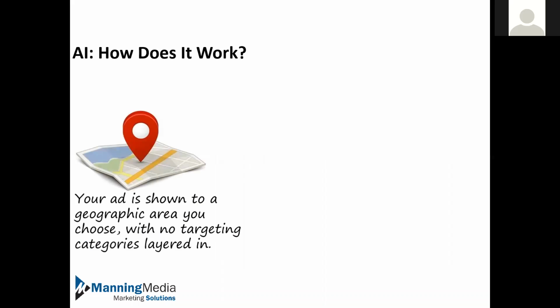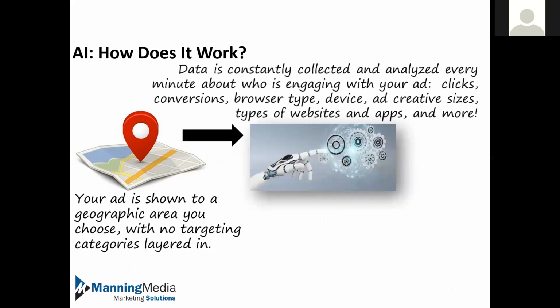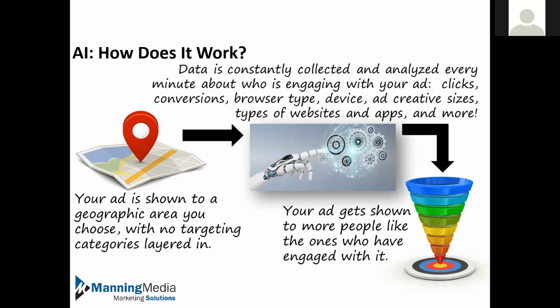The ad is going to be shown in a geographic area that you choose, and there's no targeting categories layered in. Data is constantly collected and analyzed every minute about who has engaged with that ad. That's going to include things like clicks and conversions, the browser type, the device type, the ad creative sizes, the types of websites and the apps, and so much more. All of that data is constantly collected every minute and then analyzed so that your ad can be shown to more people, just like the ones who have already engaged with it.